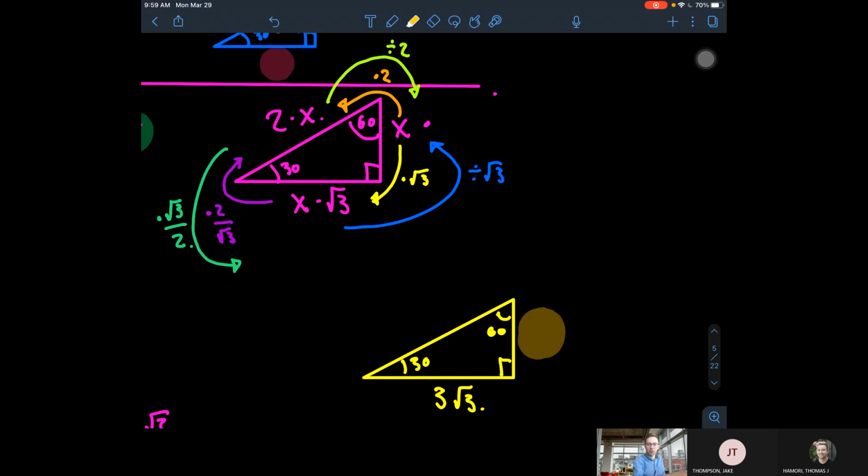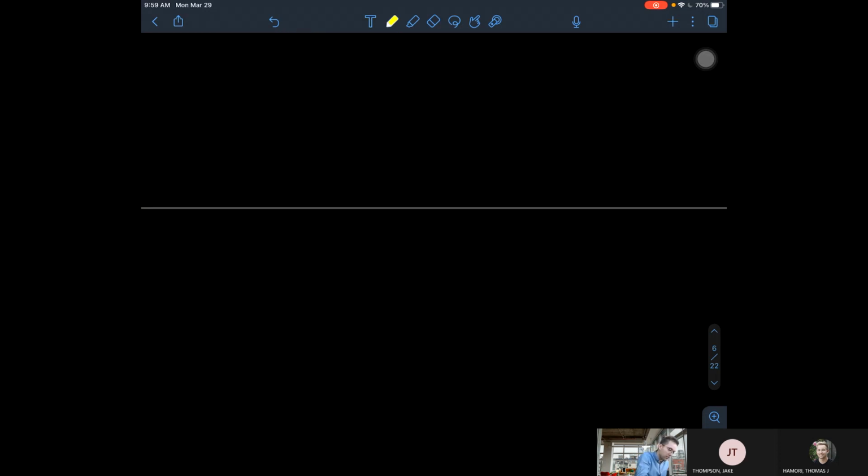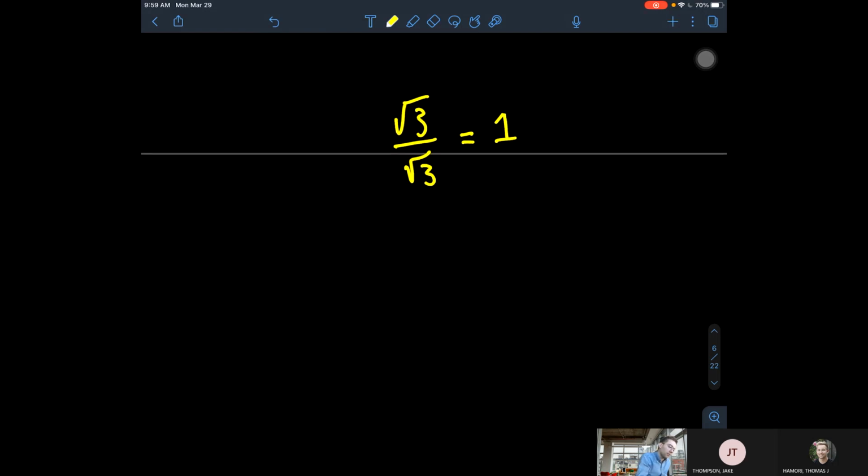Just thinking, what is square root 3 divided by square root 3? Well, it's a good point. Square root 3 divided by square root 3 is in fact 1. So what is 3 square root 3 divided by the square root of 3?